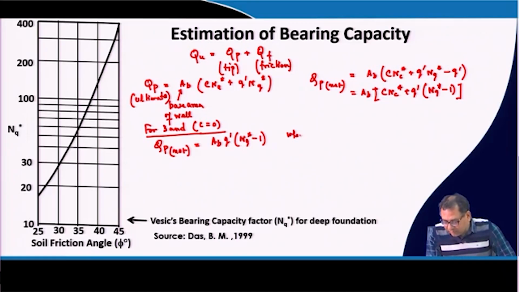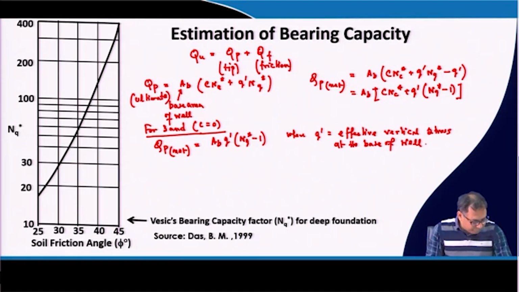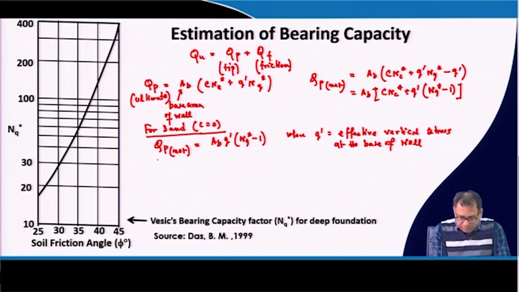where Q dash is the effective vertical stress or overburden pressure at the base of the well. So, this is for the Q tip part.